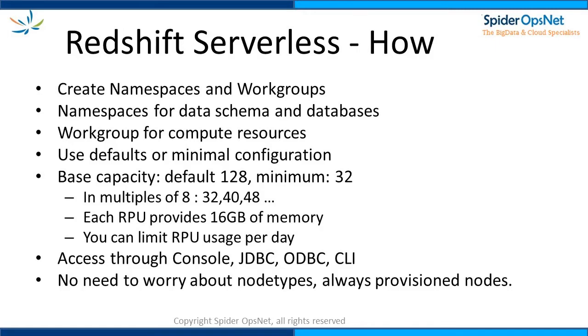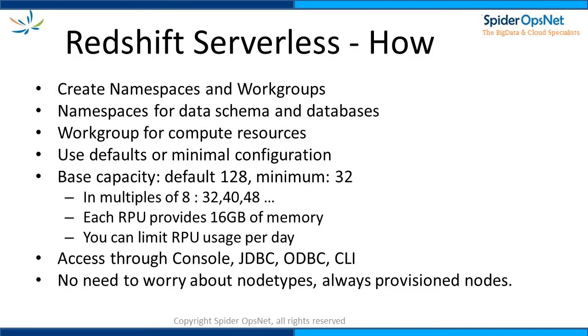Workgroups, on the other hand, represent the compute resources. A workgroup groups together compute resources like RPUs, VPC subnet groups, and security groups. Properties for the workgroup include network and security settings. Other resources that are grouped under workgroups include access and usage limits.